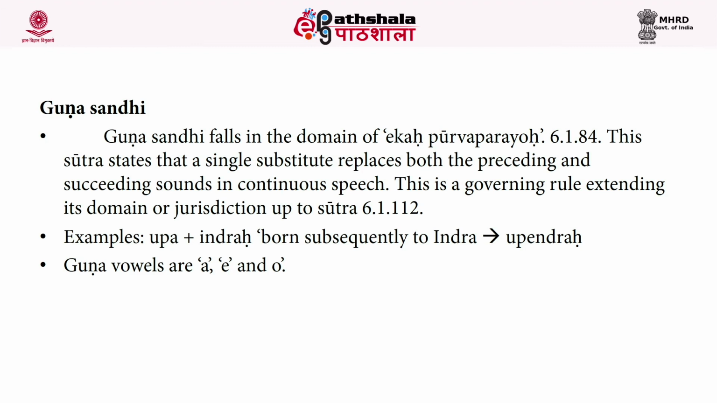Guna substitute for a plus ri is ar, and a plus lri is al. Examples. Krishna plus riddhi, Krishnarddhi, the growth of Krishna, and tava plus lrikara, tavalkara, the letter lri. Guna vowels are a, e, and o.